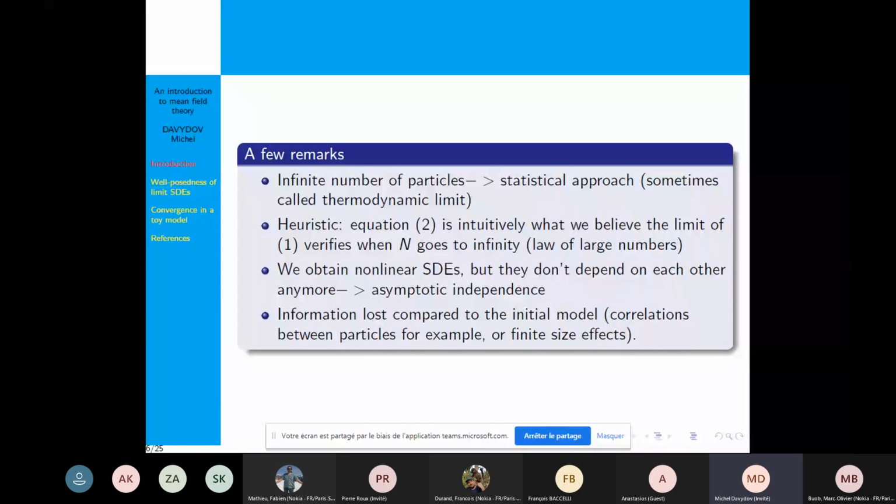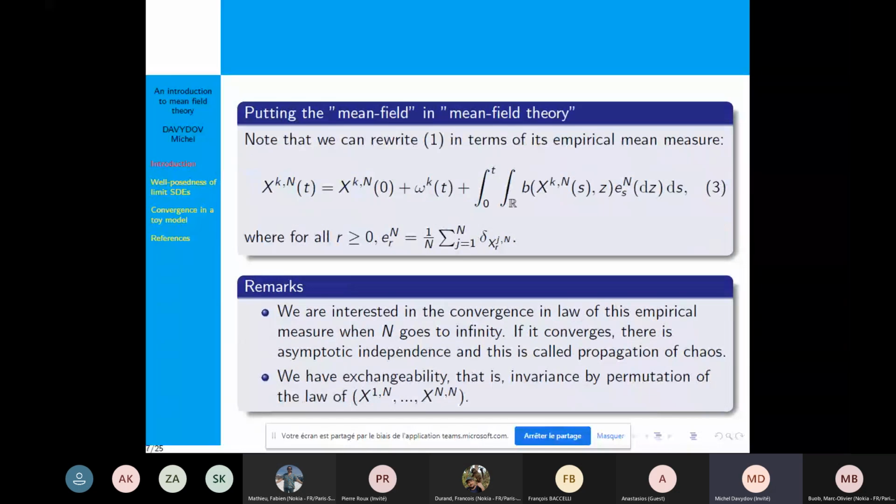Of course, compared to the initial model, since we've simplified by making the number of particles go to infinity, there's some information that is lost. In particular, the correlations between the particles, because all the particles become asymptotically independent, or any effects that might be due to the geometry of the initial model, for example due to the finite size, or if you want to model some kind of spatial component. By doing what I did, you lose that by taking the mean field limit, because what I did is called taking the mean field limit. So why is it called the mean field? This is the next slide.